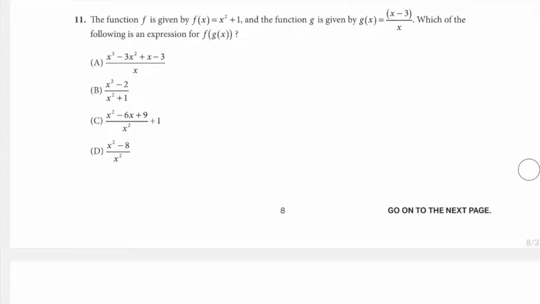x squared plus 1, x minus 3 over x, f of g of x. Oh, I always like these. So really what I'm going to do is wherever I see x in the formula for f, I'm going to replace it with g of x. So f of g of x, that's going to equal g of x squared plus 1. Okay, and then I'm going to want to square the x minus 3 over x.